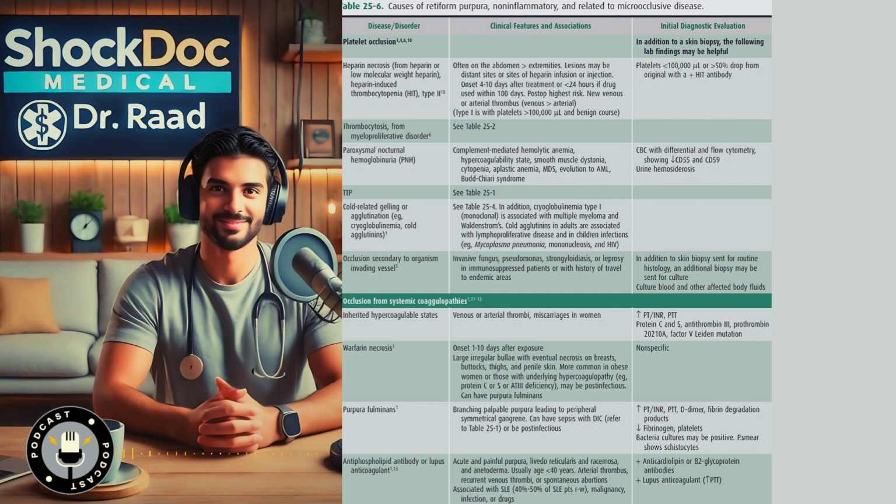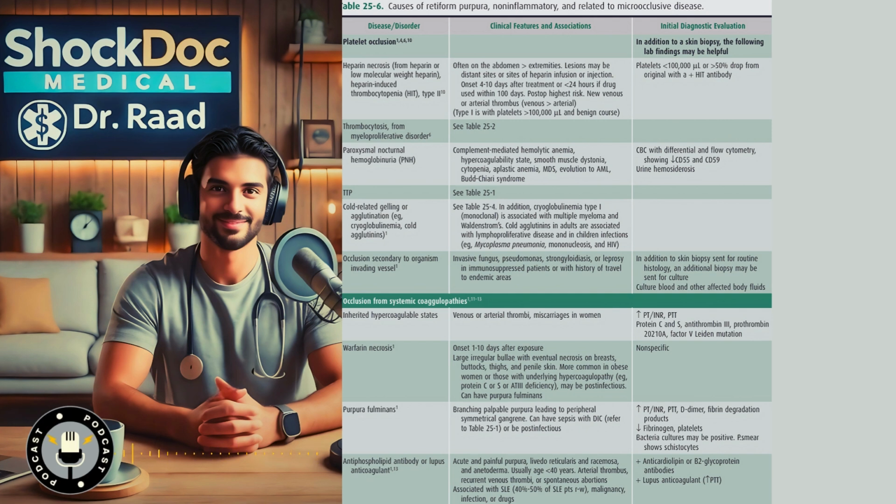Platelet occlusion. Here, a skin biopsy is combined with specific lab tests to look for occlusive processes. Heparin necrosis, heparin-induced thrombocytopenia, type 2. Typically seen on the abdomen more than the extremities, these lesions can appear at the sites of heparin infusion or injection. They usually occur 4 to 10 days after treatment, or even within 24 hours if the patient has used heparin in the past 100 days, and are associated with a drop in platelets, less than 100,000 or more than a 50% drop, along with a positive antibody.